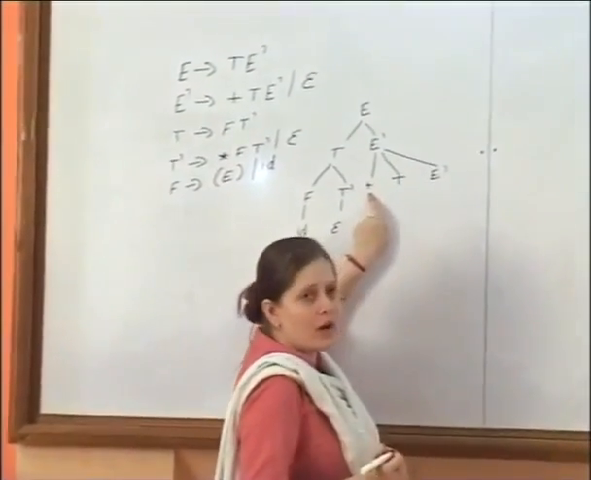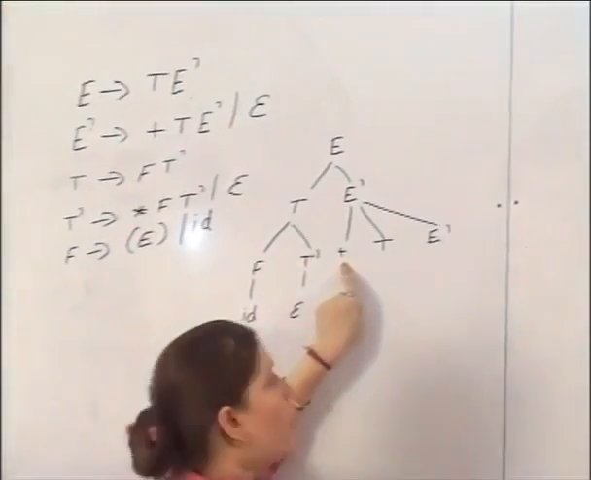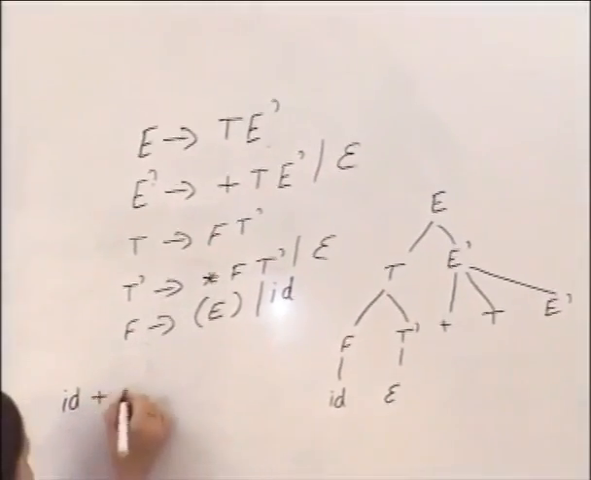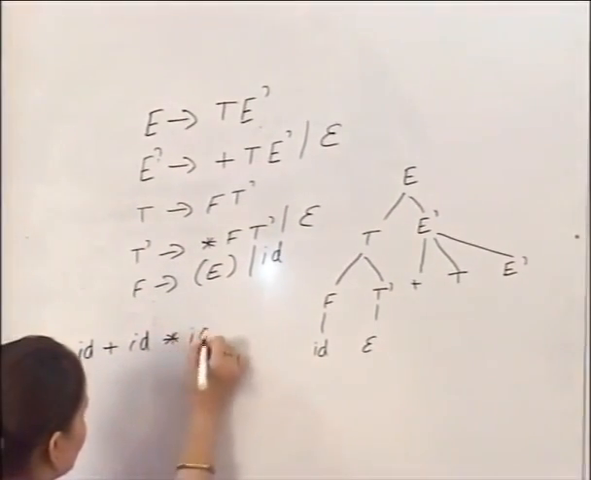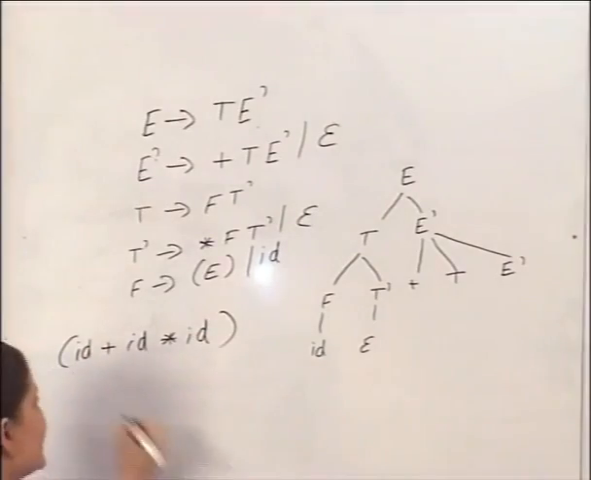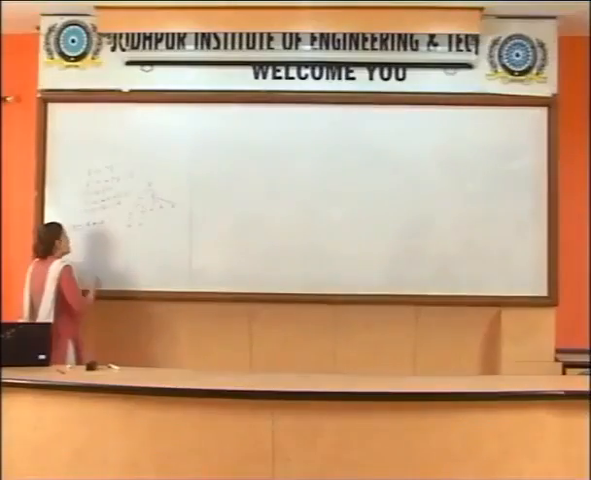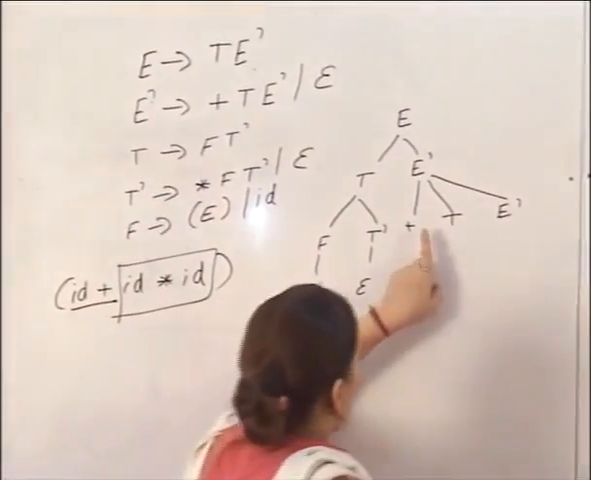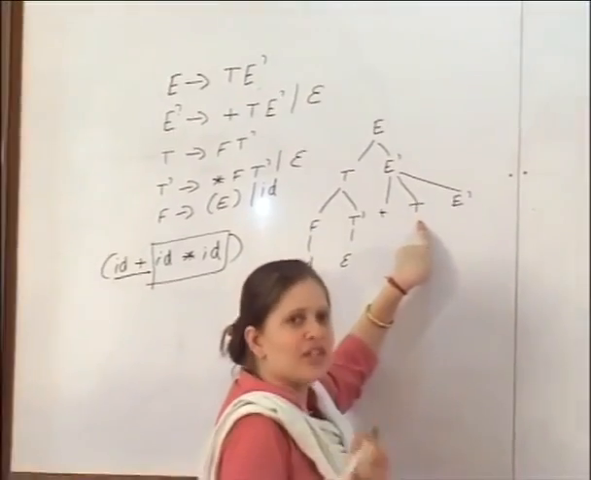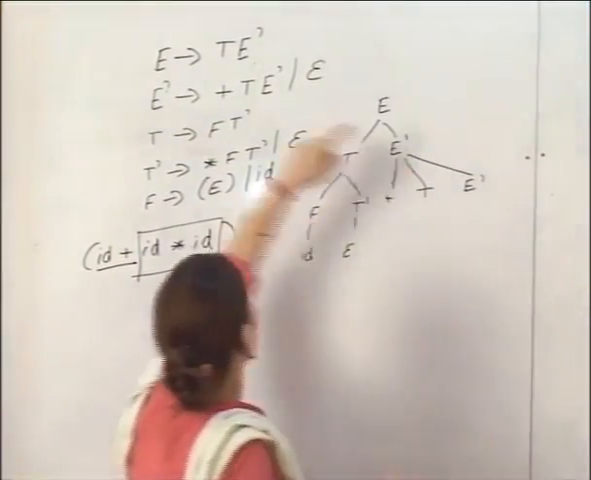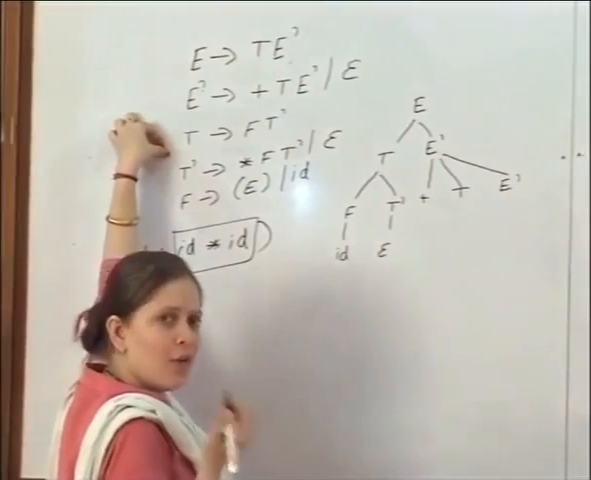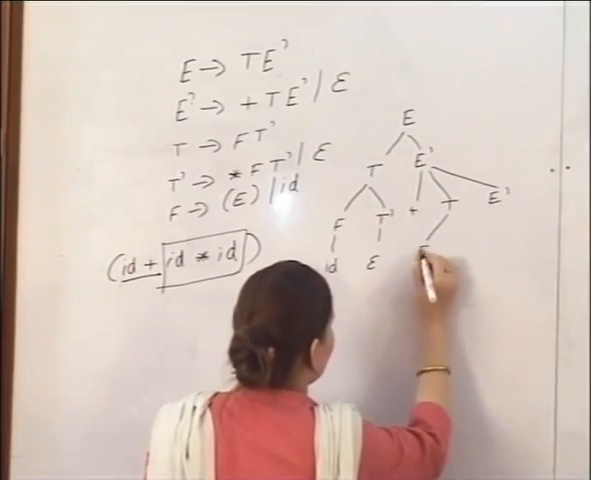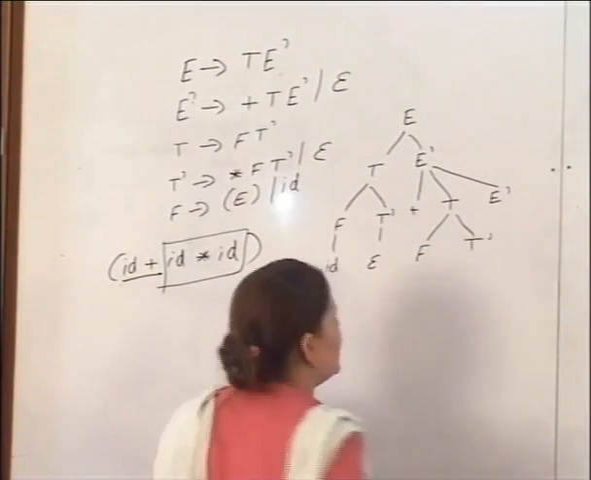Now, as we were on the leftmost production of E dash, that is plus, for the input string ID plus ID into ID, we have till now scanned ID plus. Now the next symbol remaining is ID into ID. Now for this sibling node capital T, which is a non-terminal, we will expand this non-terminal symbol for its respective production. So its respective production is now F T dash.